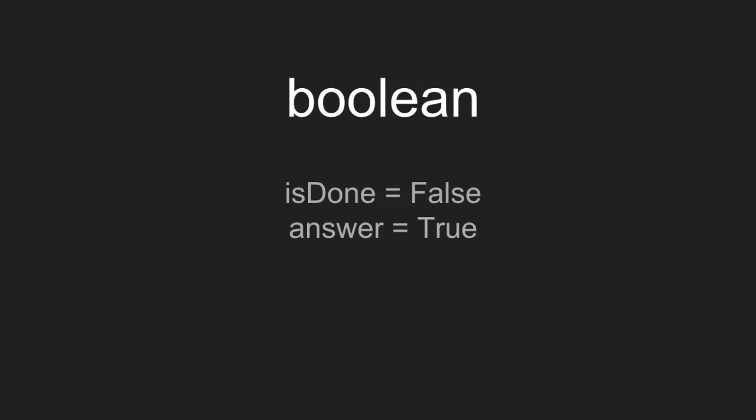Finally, we have Boolean. Boolean is assigned the value of true or false, and we have 2 examples here. Is done is assigned the value of false. Now notice false starts with a capital letter. Similarly, answer is assigned the value of true. Again, true starts with a capital letter.